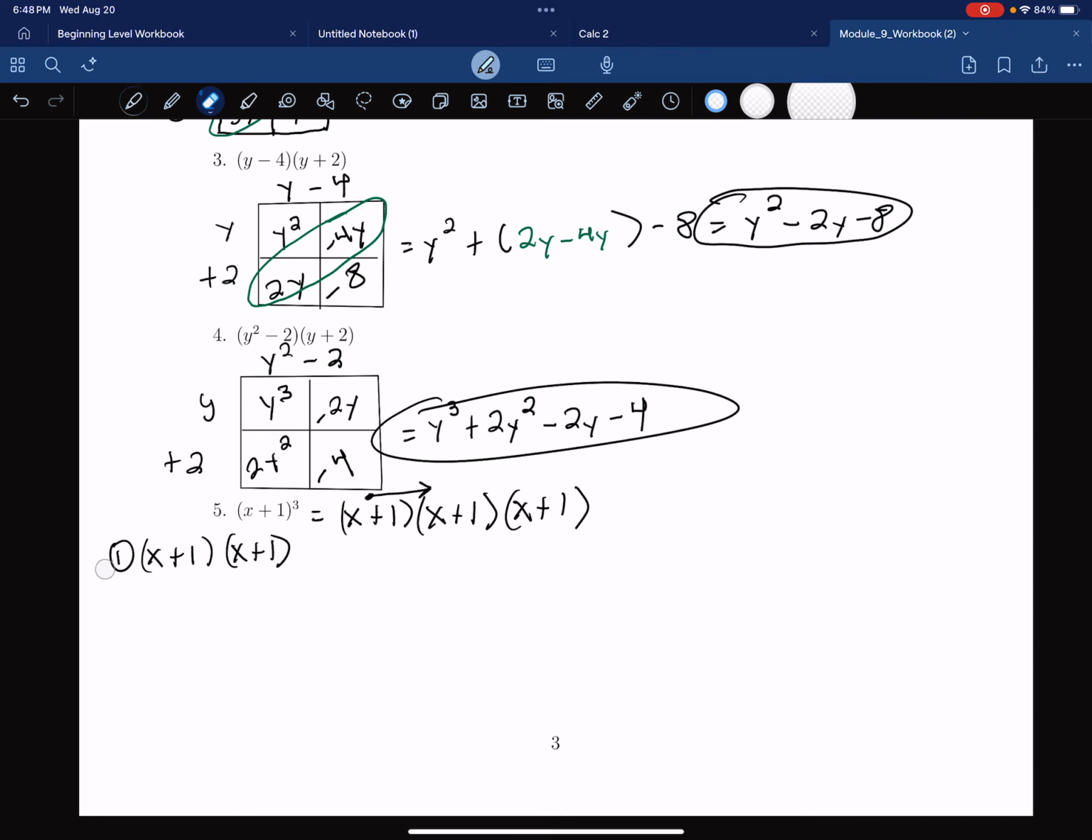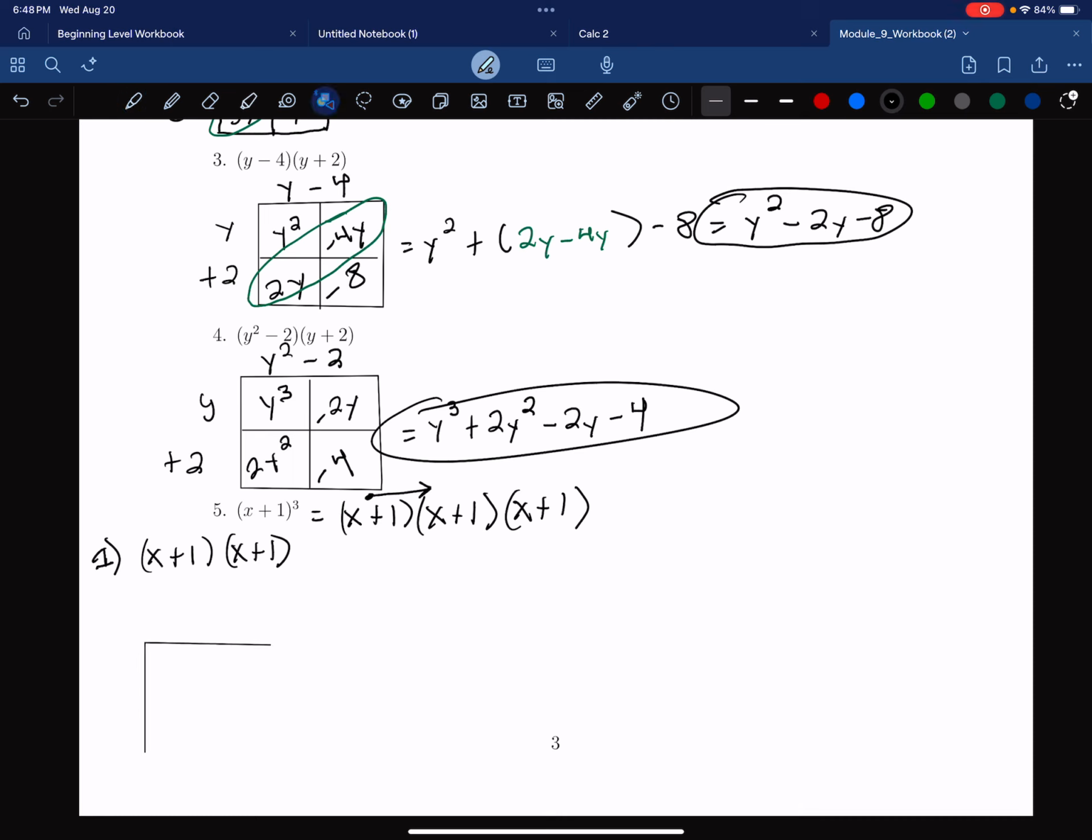Let me make this a little bit more clear. There you go. So step 1, we're going to multiply the x plus 1 and x plus 1. So let's first start off by drawing the box.